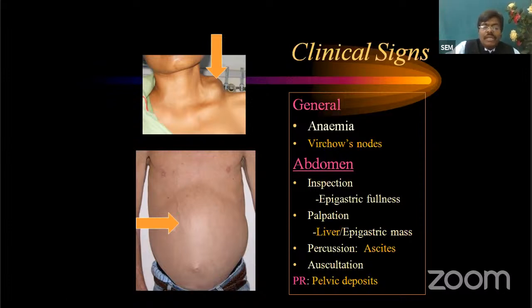If it is a CA stomach, inspection: the stomach is in the epigastrium, so epigastric mass or epigastric fullness. Palpation, I will feel an ill-defined, firm epigastric mass. And you may sometimes have a secondary liver. Usually it is a large, painless, hard, nodular liver. So it is hard in consistency, nodularity will be there, painless to feel.